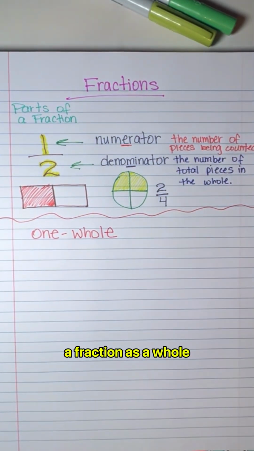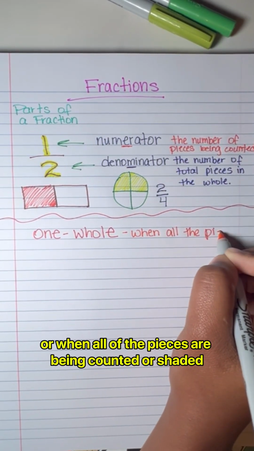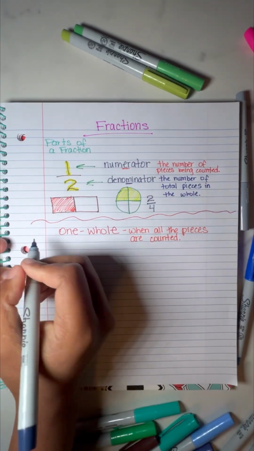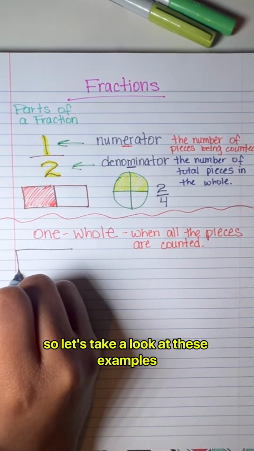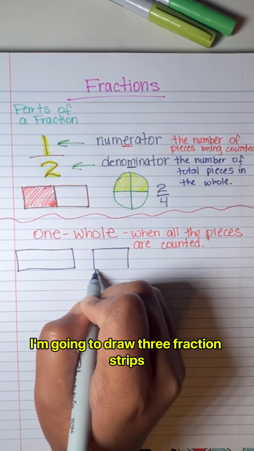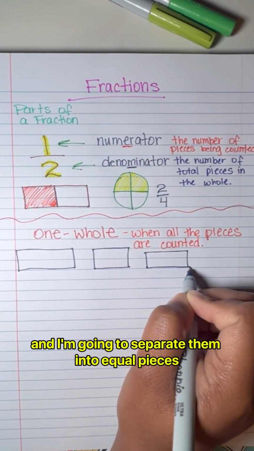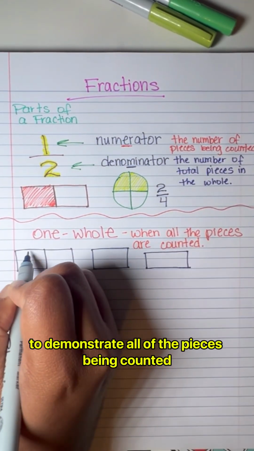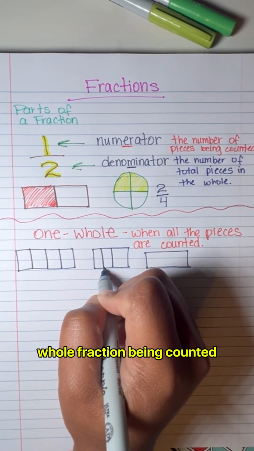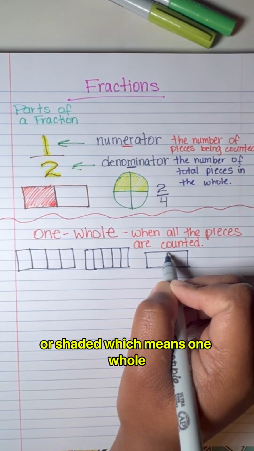Now let's talk about fraction as a whole. A fraction as a whole is when all of the pieces are there or when all of the pieces are being counted or shaded. So let's take a look at these examples. I'm going to draw 3 fraction strips and I'm going to separate them into equal pieces to demonstrate all of the pieces being counted, which represents the entire whole fraction being counted or shaded, which means one whole.